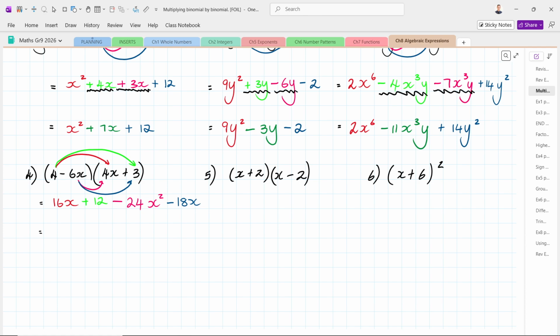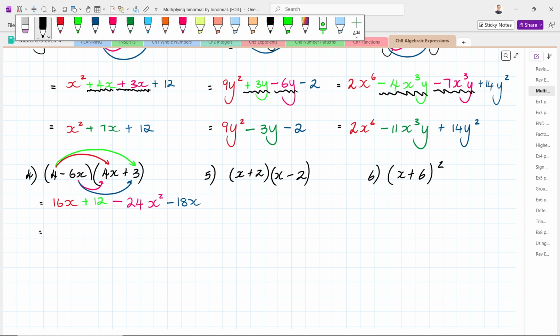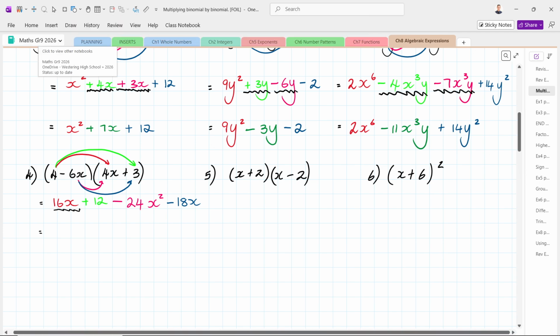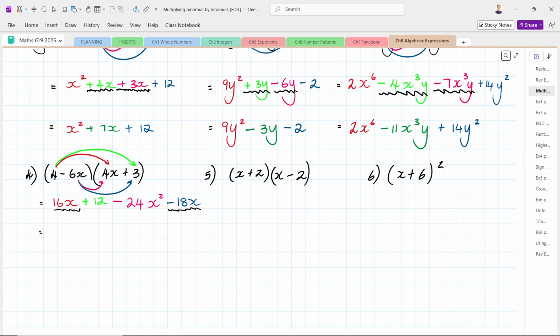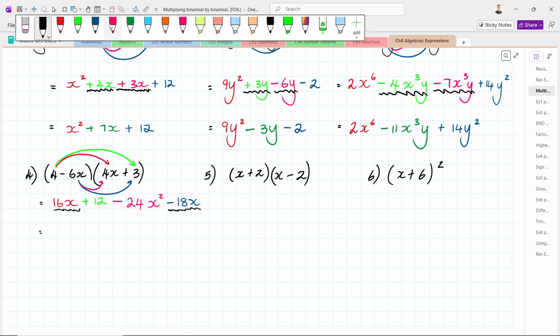Right, but now it's not so obvious where our like terms are. There's a 16x and there's a 18x. Okay, so I'm going to rewrite this. I'm going to put my negative 24x squared in the front.